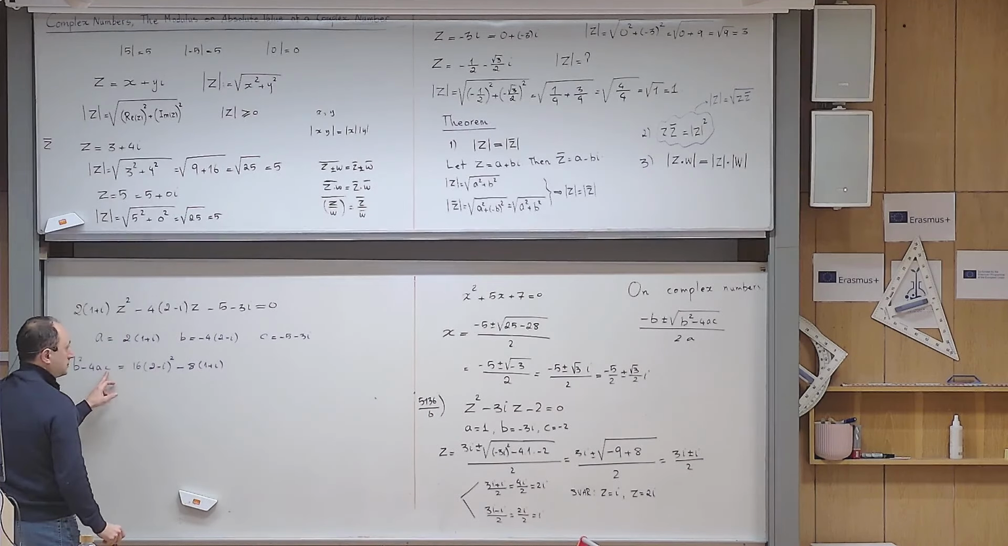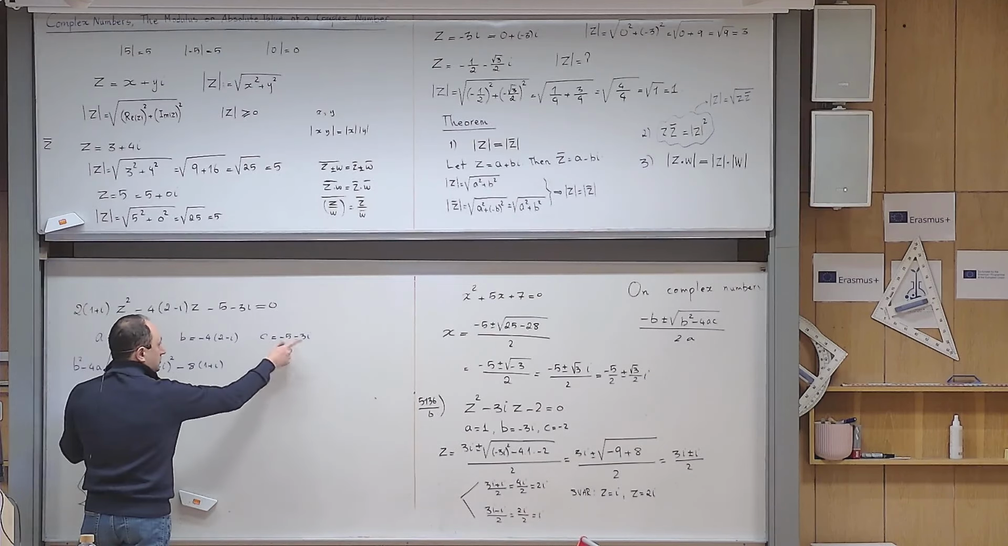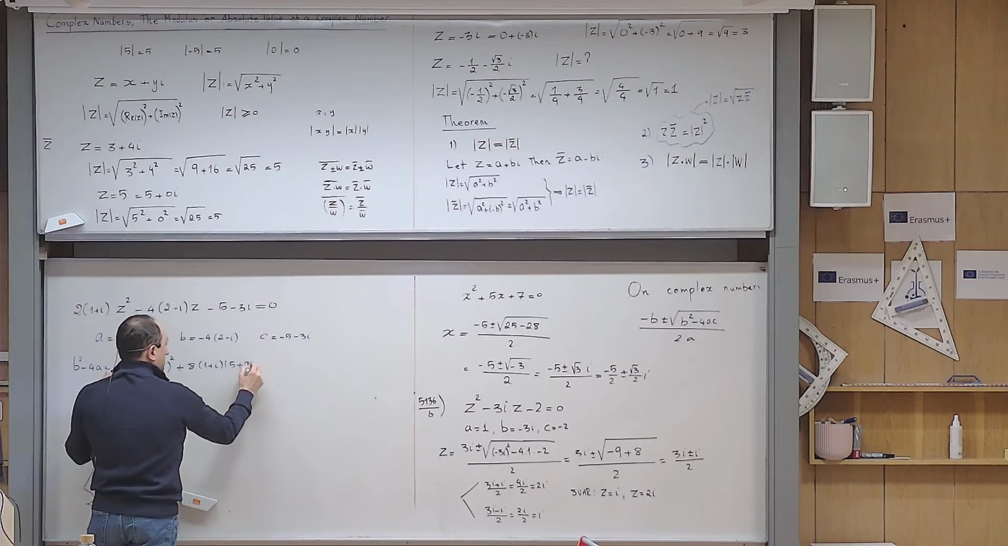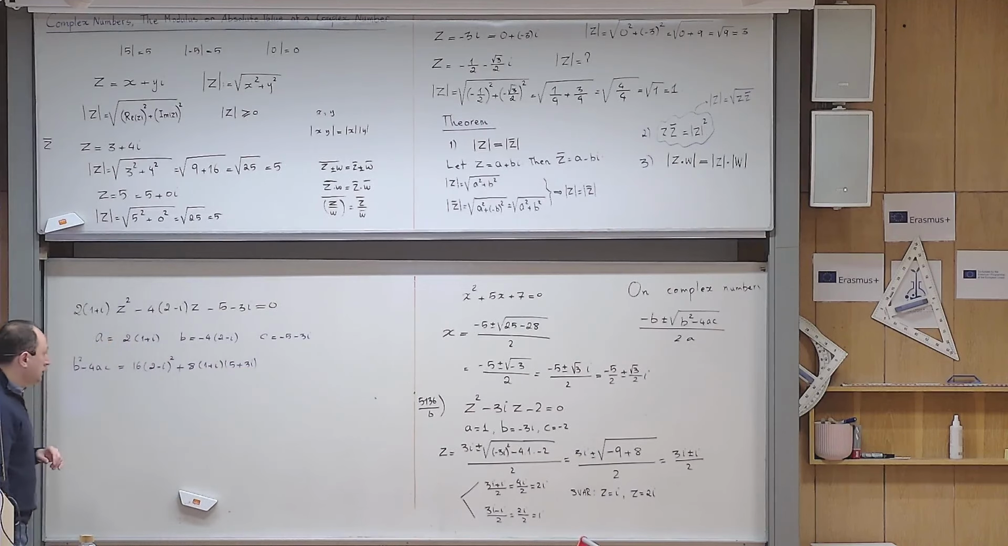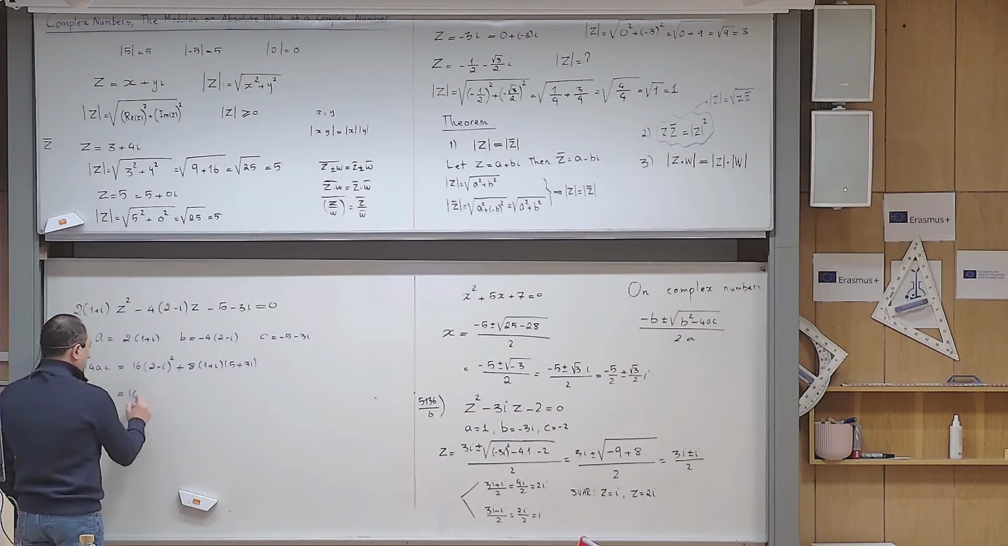So C is this, if you don't mind, I take a minus sign out, this becomes positive, and both of them become positive. Yes? And now I have to calculate it. There's nothing I can do. So this is very straightforward.